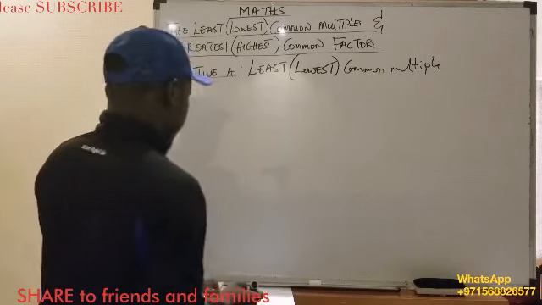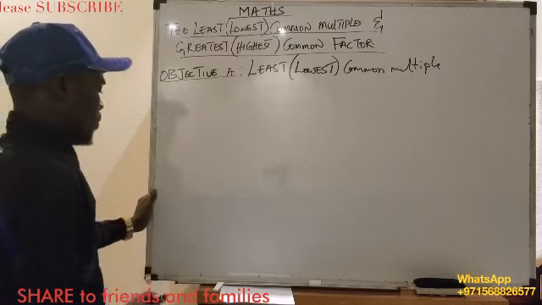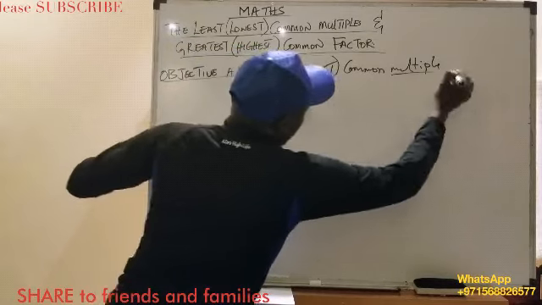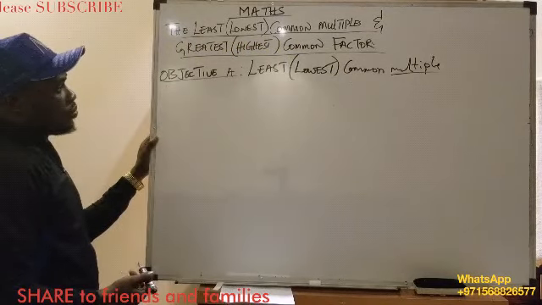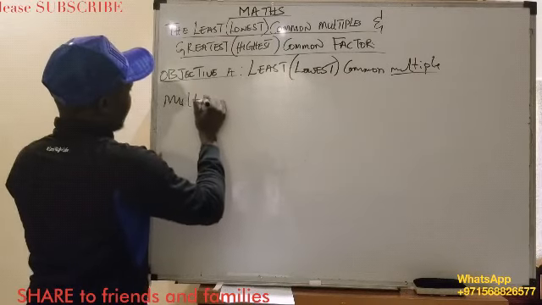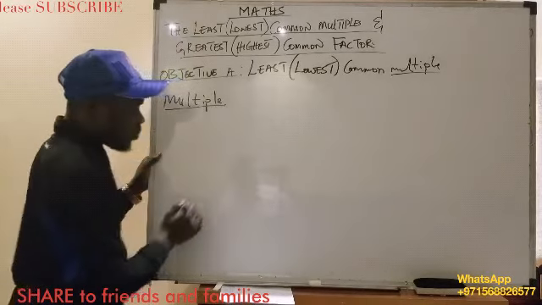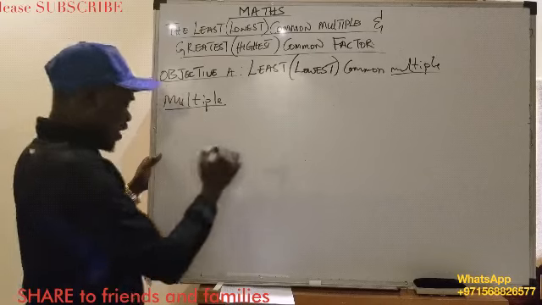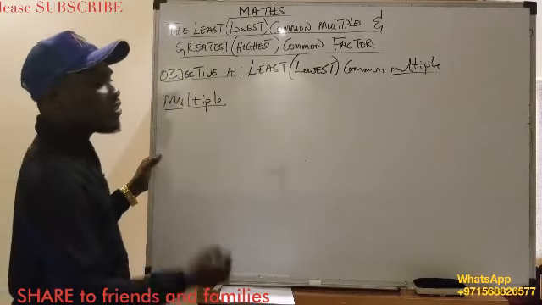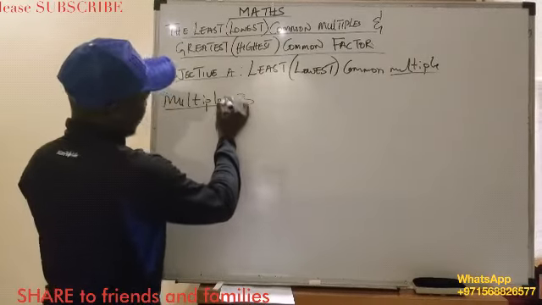We'll go with the example. What is a multiple? A multiple of a number is a product of that number. A product of any number is a multiple of that number. Example is, let's say 3. Example 1, 3.